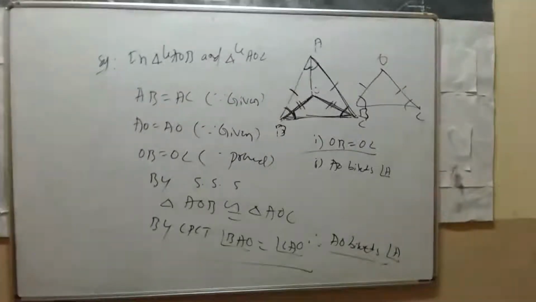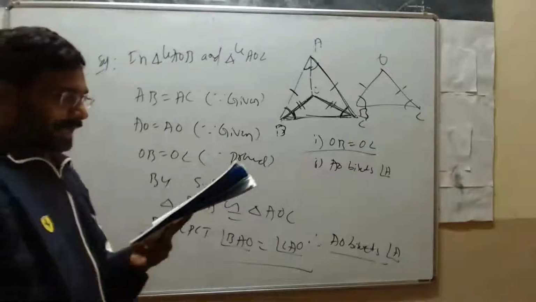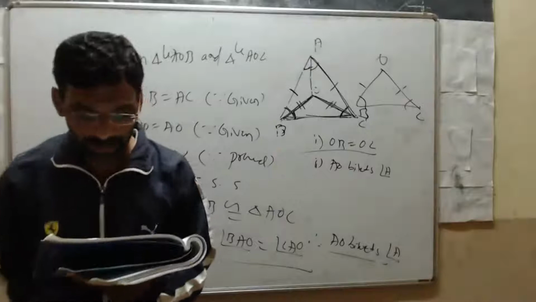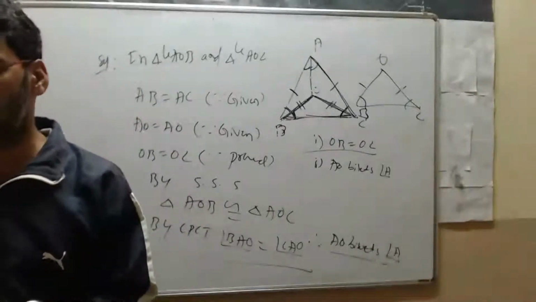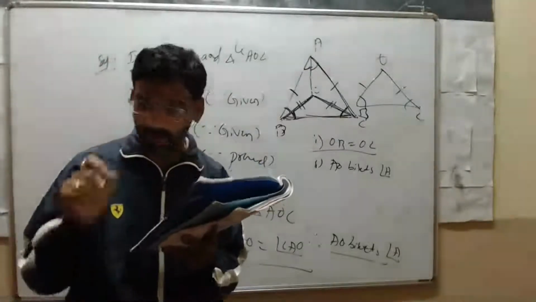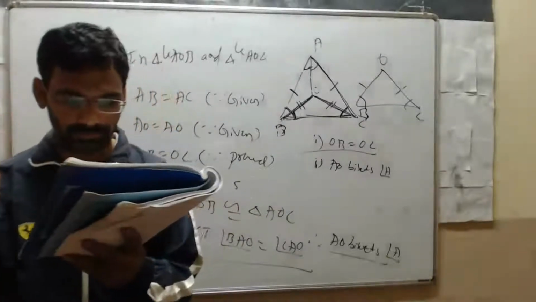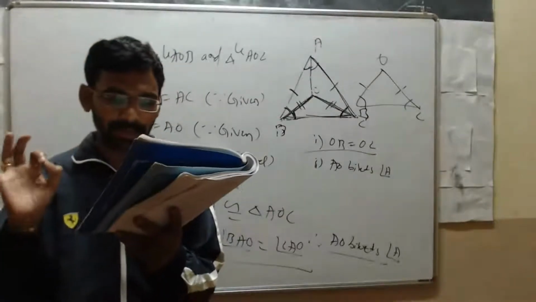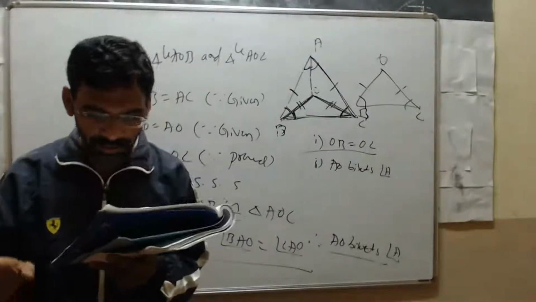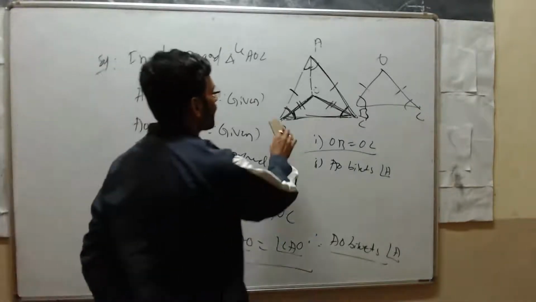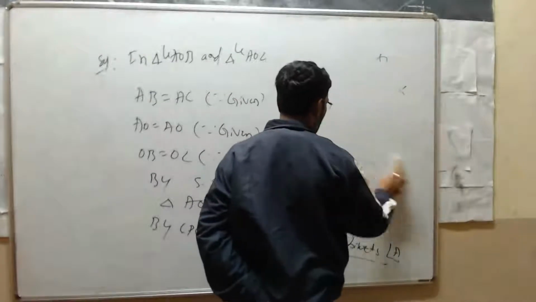Okay, second problem. The diagram is given. In triangle ABD, AD is the perpendicular bisector. Keep in mind, students, AD is the perpendicular bisector of BC, as shown in the diagram. Show that triangle ABC is an isosceles triangle in which AB equals AC. If AB equals AC, meaning two sides are equal, then it is an isosceles triangle.